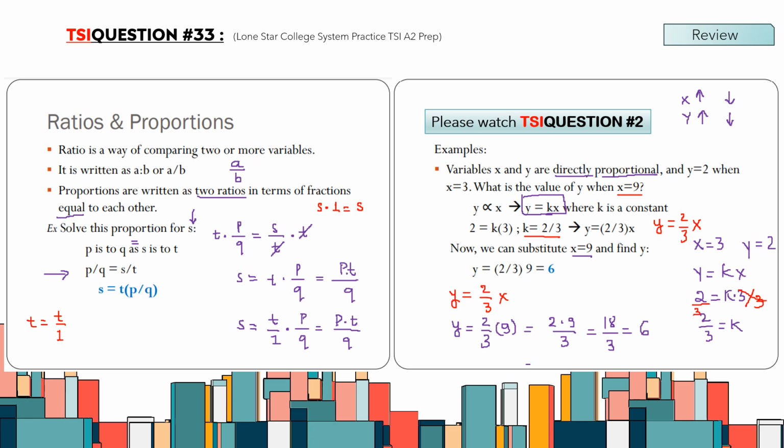Usually, 2 times 9 is 2 times 3 times 3 over 3, then I cancel that and I have 2 times 3, that's 6. So either way, it will give you the right answer. We will talk about directly proportional and inversely proportional in detail in the next video.